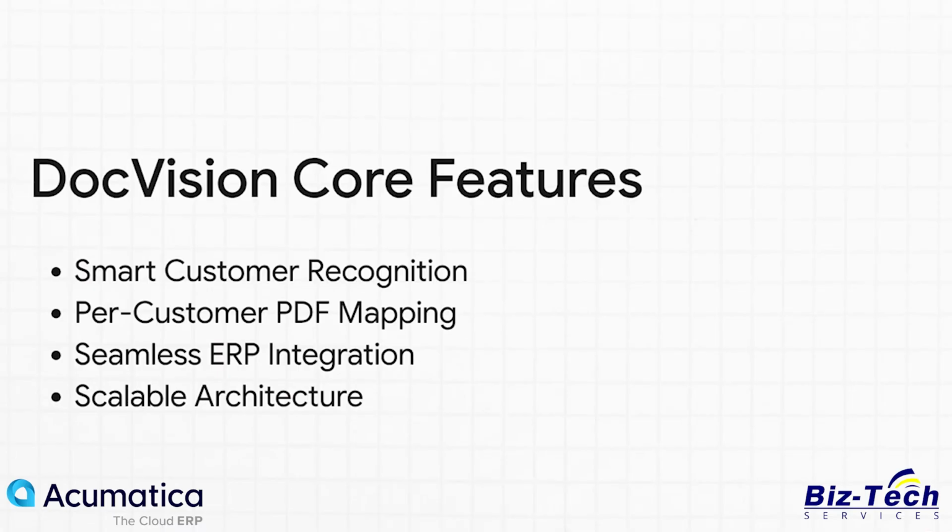DocVision packs some absolutely incredible core features to make this automation a reality. First off, you've got smart customer recognition, which automatically identifies customer and ship-to information from each PDF using pre-configured templates. Second is per-customer PDF mapping. This allows you to customize parsing rules because, let's face it, no two clients use the exact same format.